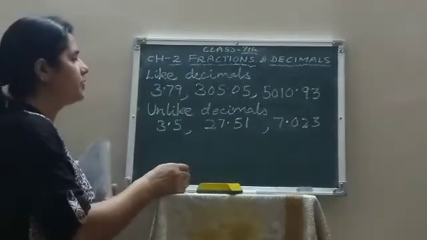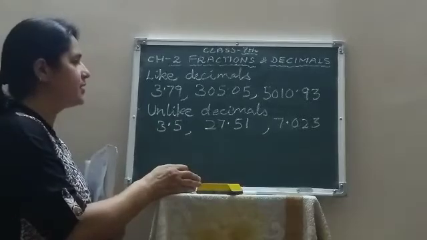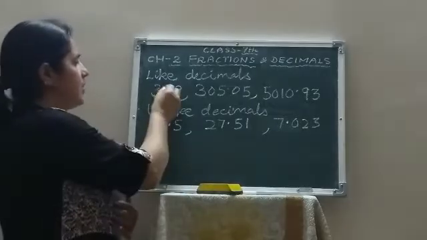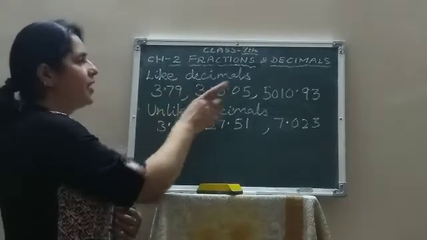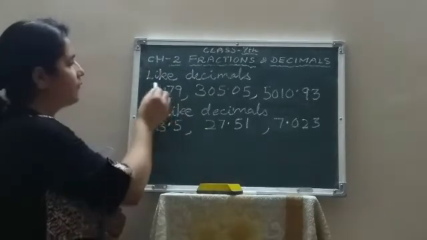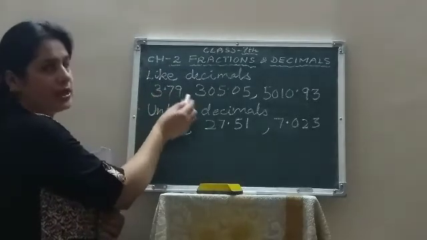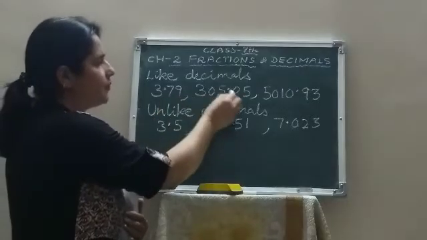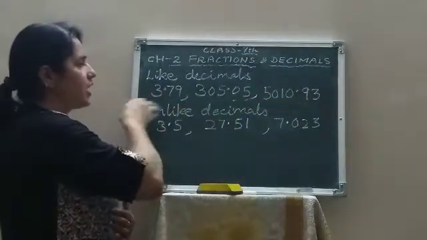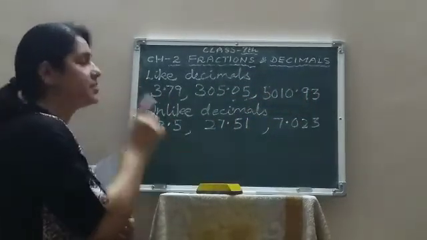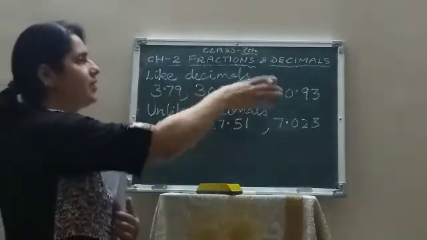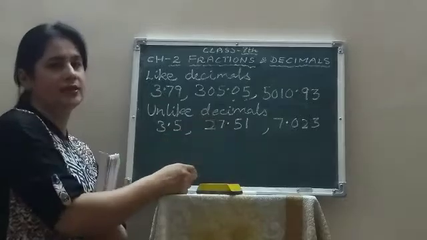Now children, there are two types of decimals, like decimals and unlike decimals. What are like decimals? The numbers in which the decimal part have the same number of digits. See in 3.79, after the decimal point, how many digits are there? 2 digits. Here also after the point, 2 digits. Here also 2 digits. So these are like decimals, which have the same number of digits, not the same digits, in the decimal part.